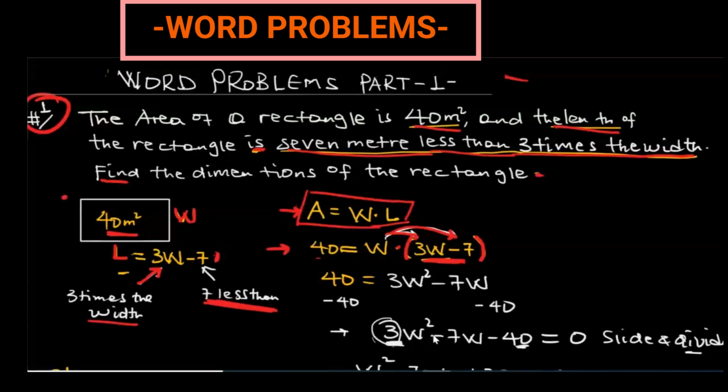So that will give me 40 equals 3w squared minus 7w. W times 3w is 3w squared, and w times negative 7 is minus 7w. Now I subtract 40 from both sides. So finally, I will have 3w squared minus 7w minus 40 is equal to 0. This is now the important part.